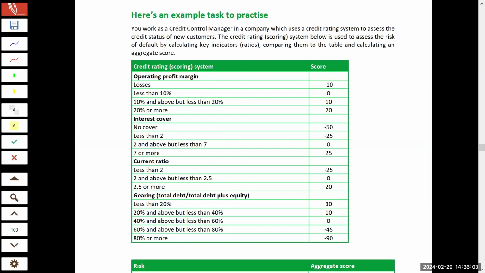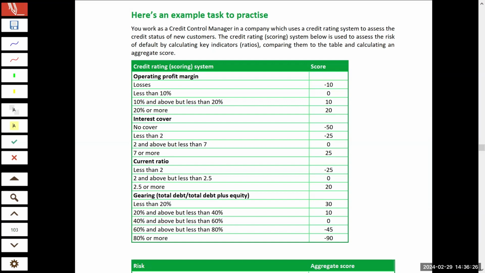We're told that you work as a credit control manager in a company which uses a credit rating system to assess the credit status of its new customers. The credit rating slash scoring system that we can see below is used to assess the risk of default by calculating key indicators, those ratios, comparing them to the table and calculating an aggregate score.